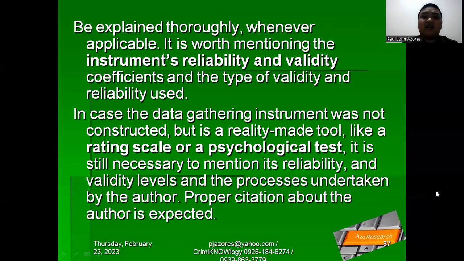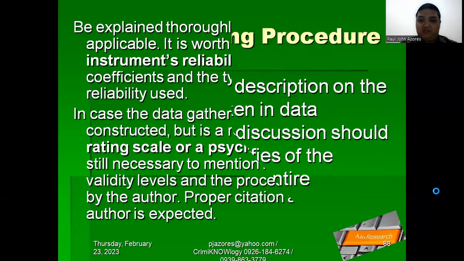In case the data gathering instrument was not constructed, but it is a ready-made tool like a rating scale or a psychological test, it is still necessary to mention its reliability and validity level and the process undertaken by the author. Proper citation about the author is expected. Now, why do we need to do that? We are making sure that the instrument used is reliable and valid. If you have adopted it, of course, the owner of the instrument did some processes to assure its reliability and validity. So you must discuss that, but with proper citation.